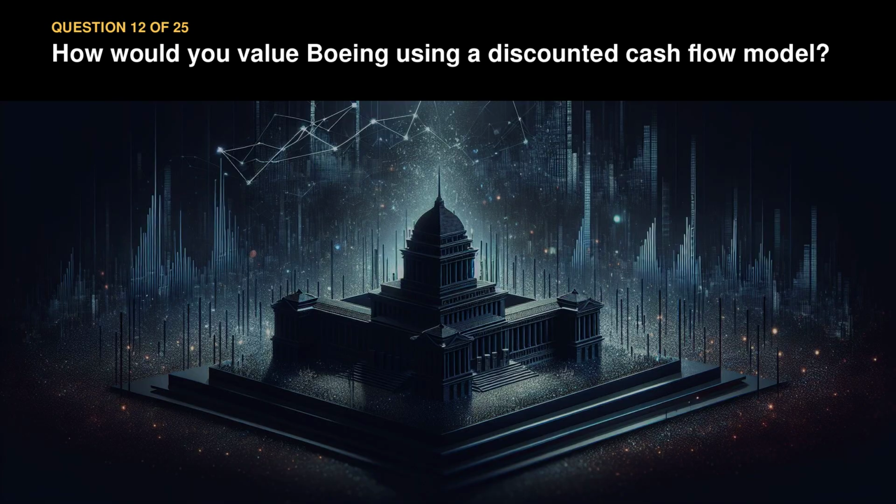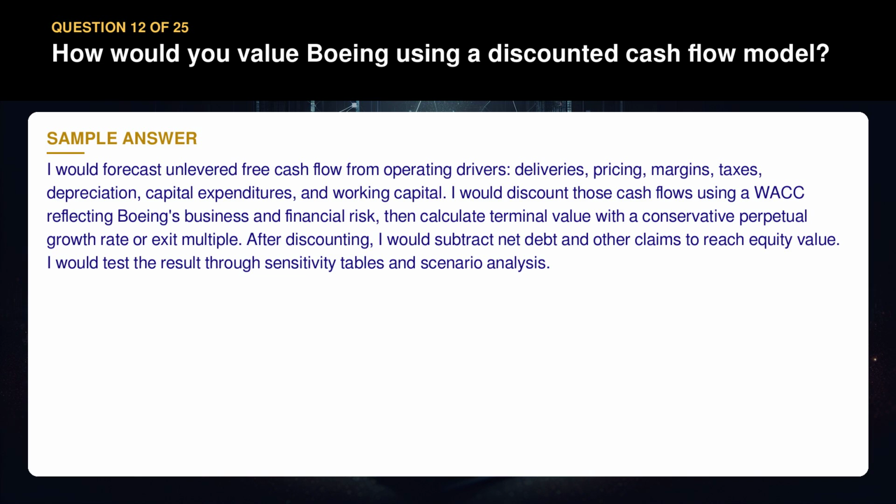Question 12. How would you value Boeing using a discounted cash flow model? I would forecast unlevered free cash flow from operating drivers, deliveries, pricing, margins, taxes, depreciation, capital expenditures, and working capital. I would discount those cash flows using a WACC reflecting Boeing's business and financial risk, then calculate terminal value with a conservative perpetual growth rate or exit multiple.